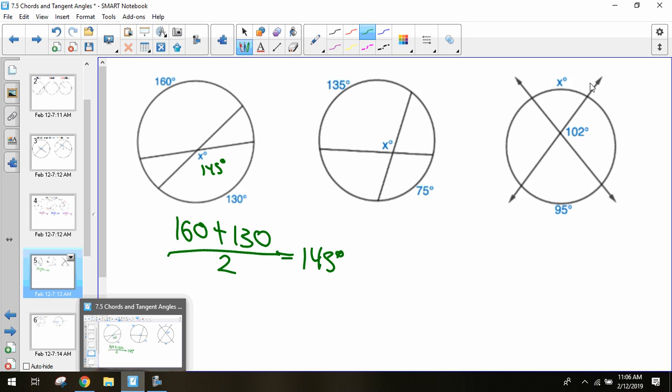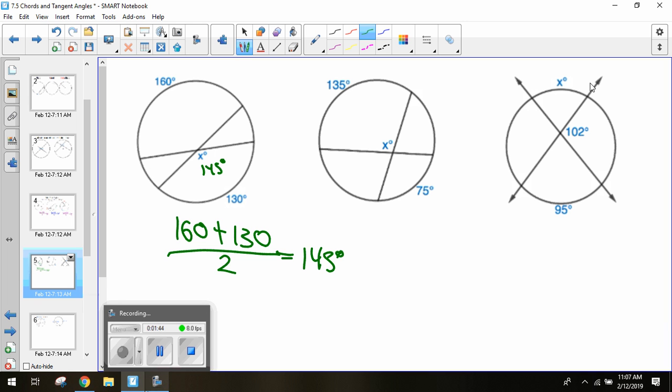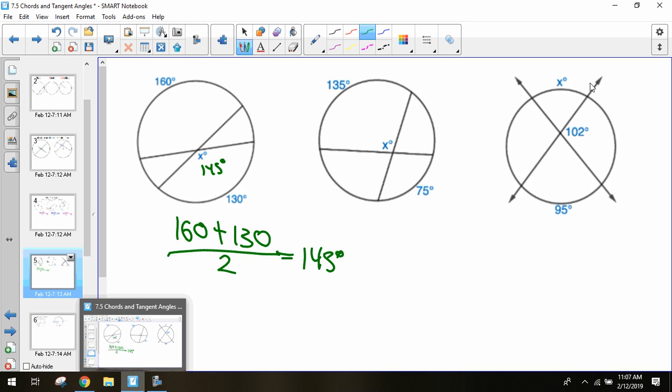See if you can get the second one. Add the two arcs together, divide by 2.